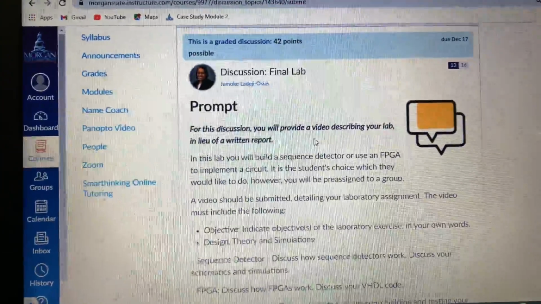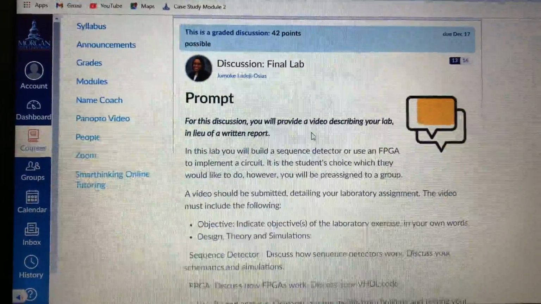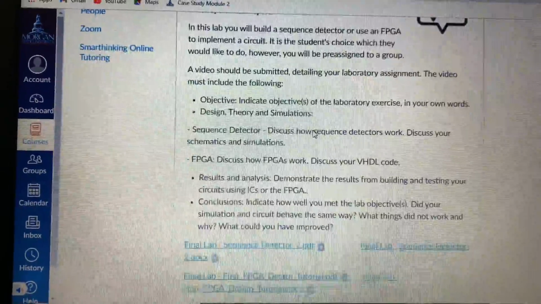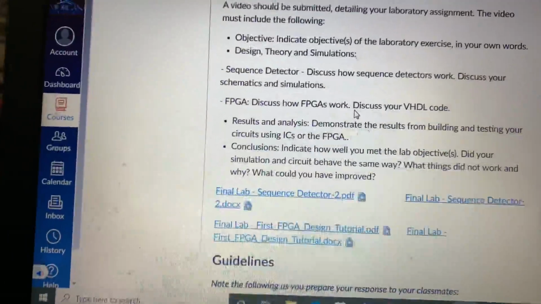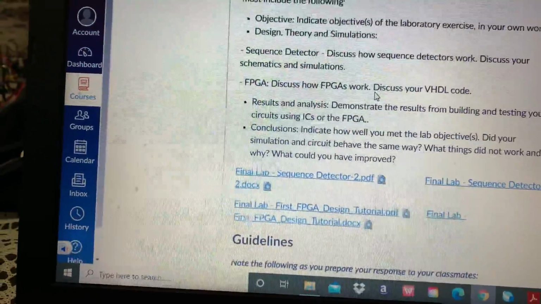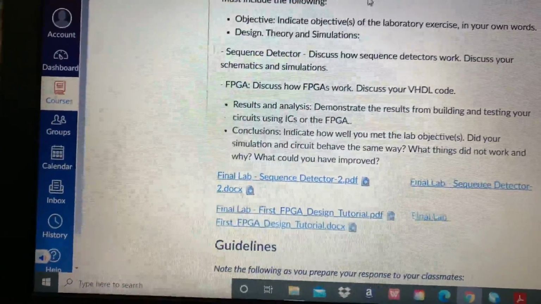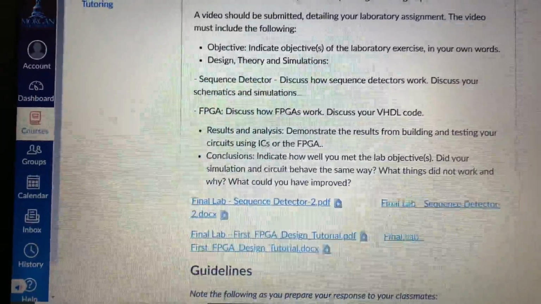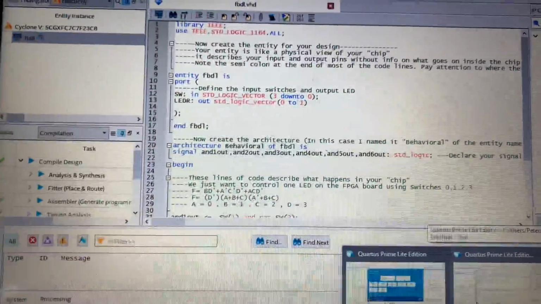Hello, Peter. In this class, I'll be talking about the final lab. So for this final lab, I'm working on FPGA. So I'm going to start by going to Quartus.